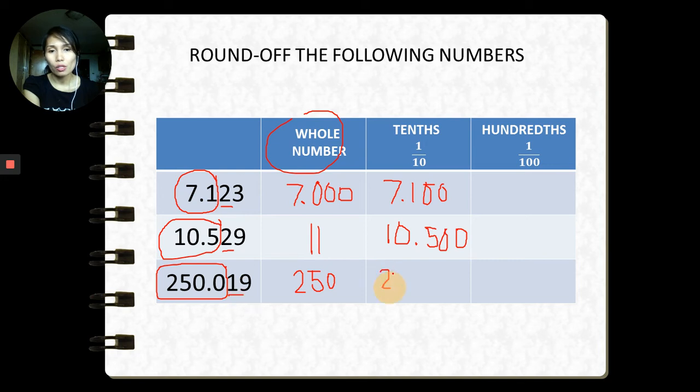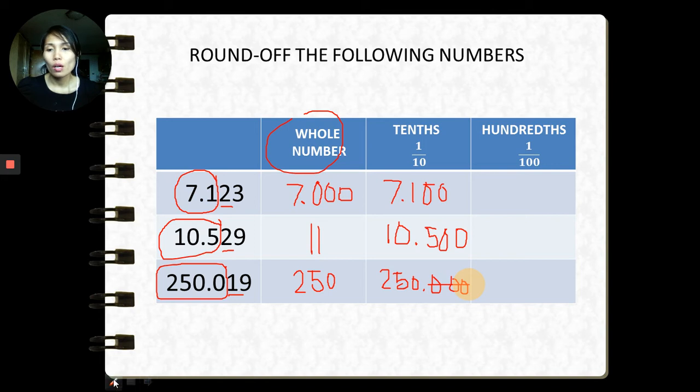So just copy 250.0, 0, 0, 0. If you don't want to put the 0 after the decimal point, then that's fine. But you cannot remove the 0 with the whole numbers. You can remove the zeros in decimals, but you cannot remove zeros with the whole numbers because 250 is different from 25. Okay, so next, hundredths.